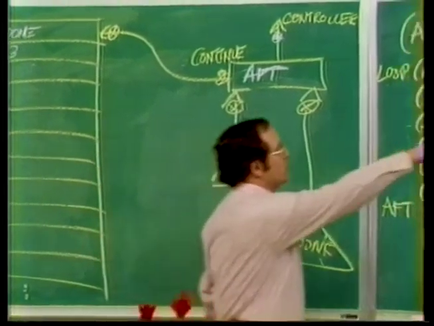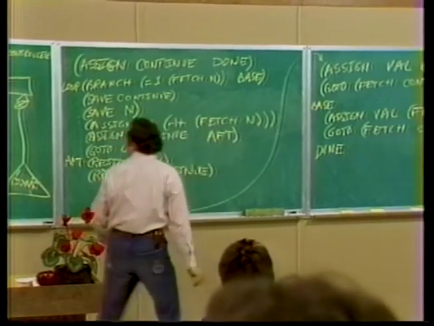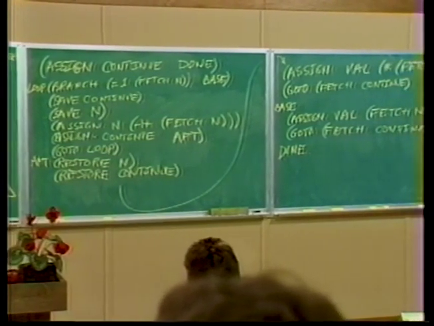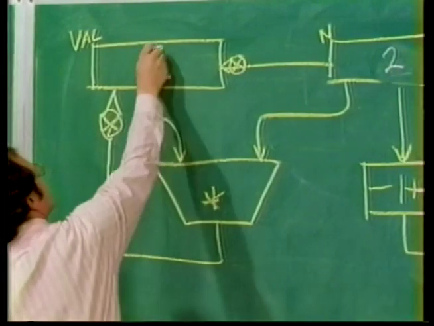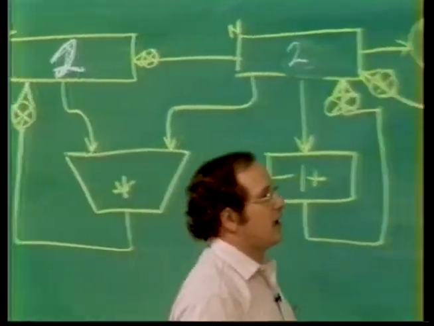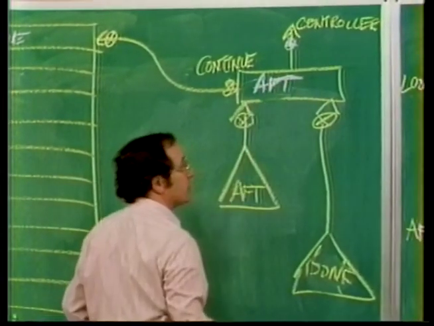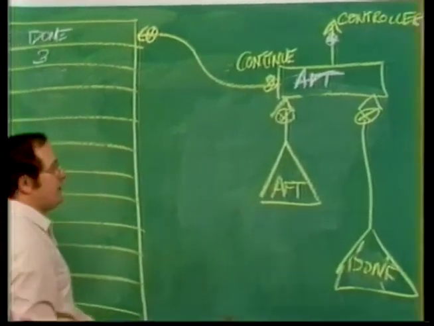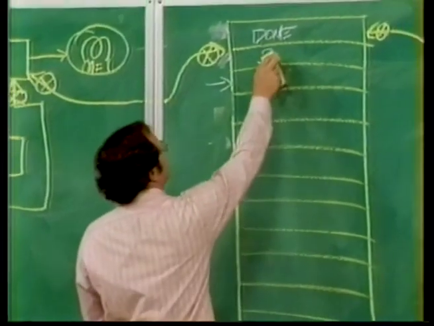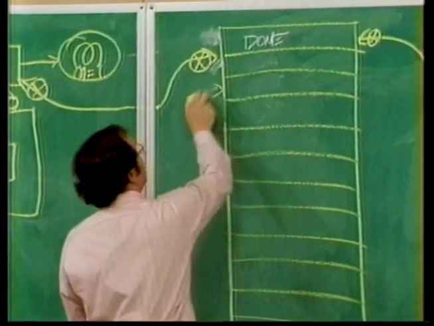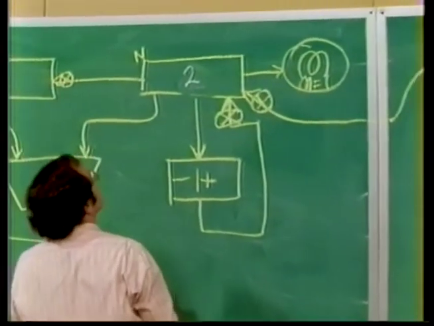Right, then I go to here, which says assign to val the product of n and val. So I push this button over here, bang, 2 times 1 gives me a 2. Get written there. Okay, go to fetch continue. Continue is aft, I go to aft. Okay, aft says restore n. Doing a restore n means I take the value over here, which is 3, push this up to here, and move it into here.